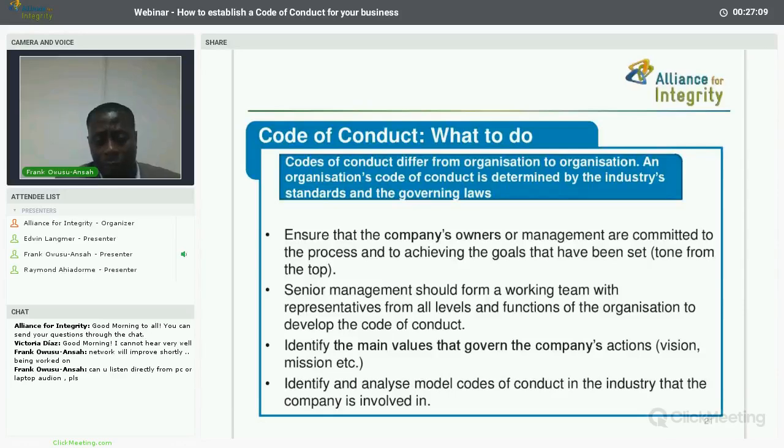Identify and analyze the model code of conduct in the industry that the company is involved in. This is very critical, because you need to know the industry your company operates in. It could be the maritime industry, the financial sector, or the distribution sector. The industry may have some compelling issues, and when you are drafting your code of conduct, it should take into account what the issues may be in that industry and what you are seeking to achieve with regards to your employees complying with the rules and regulations.